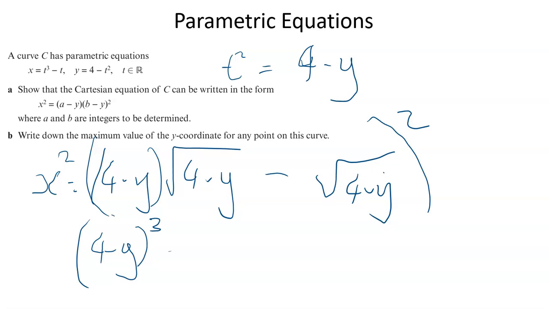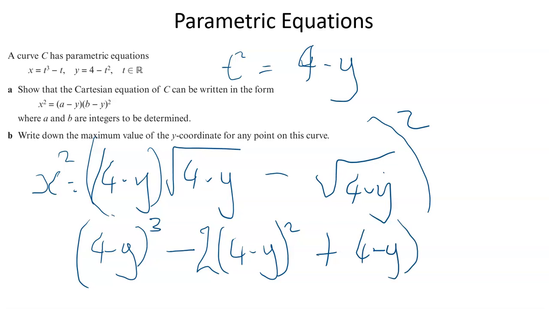And then we've got minus, well, we've got to do two lots of these two things times together. This times this is going to give us 4 minus y, times this is going to give us 4 minus y squared, and then we are going to need two of those. And finally, we're going to add this times this, which is 4 minus y, which we'll just put in the bracket.